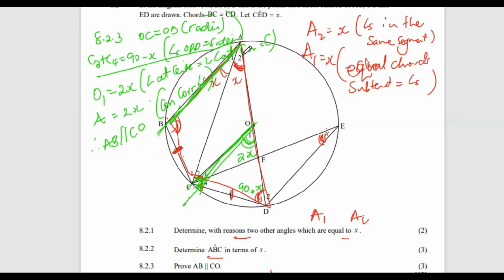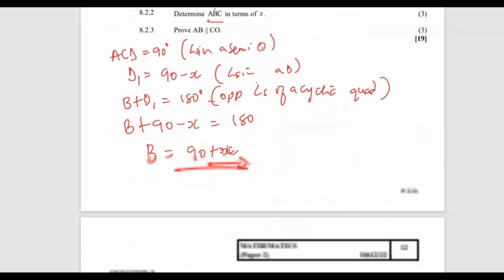Or someone could also see that this is a radius, so this is X, and then they use this as alternate angles. Bingo. All right, then question number 9.